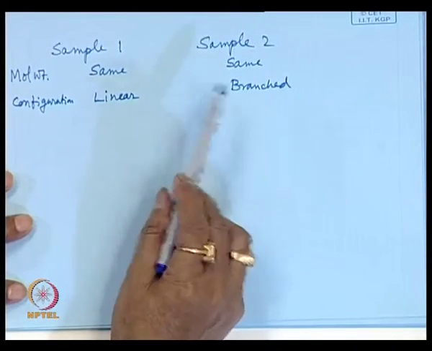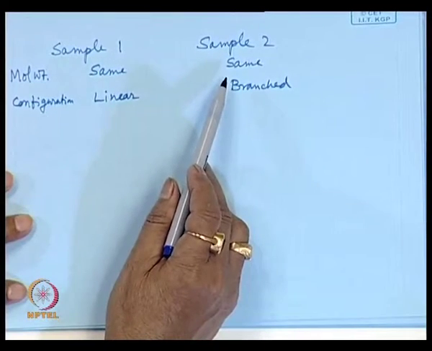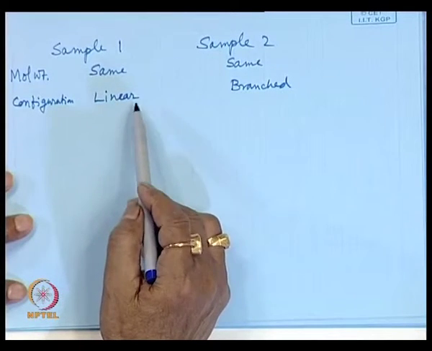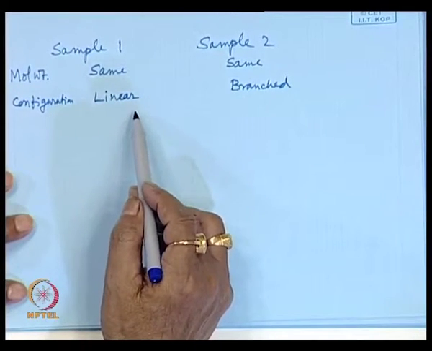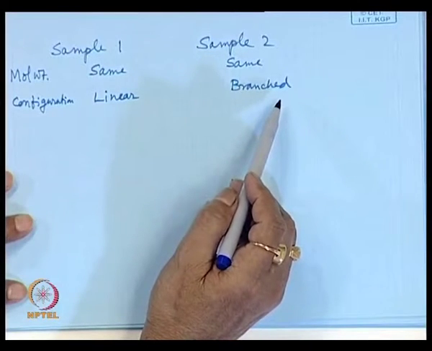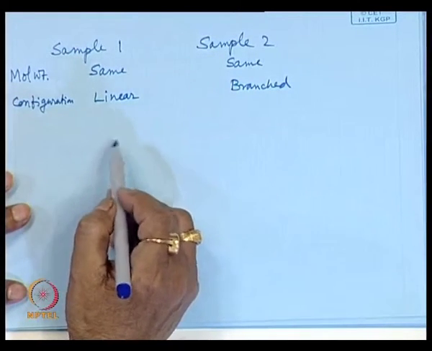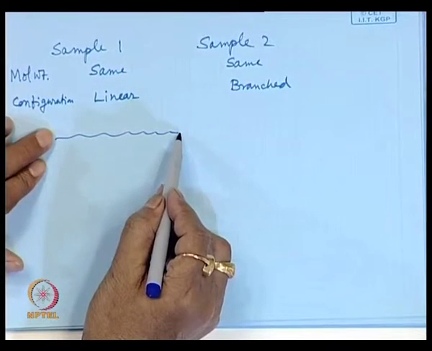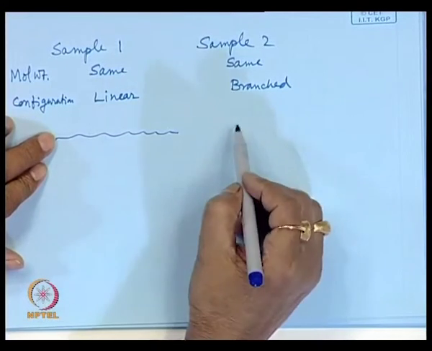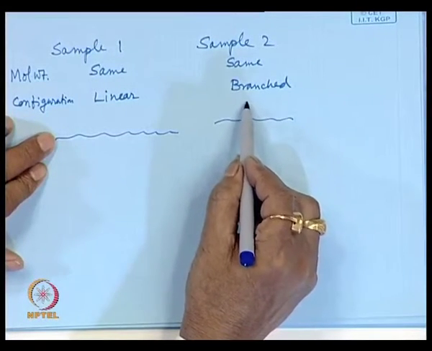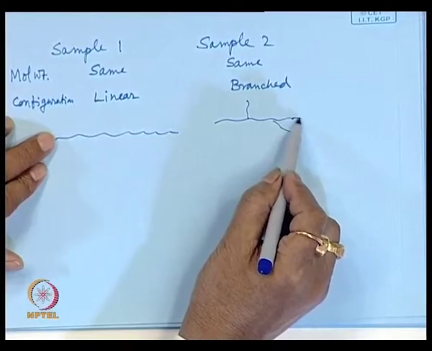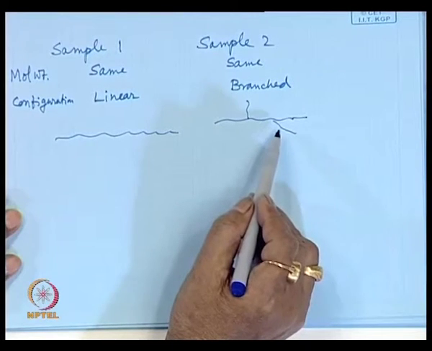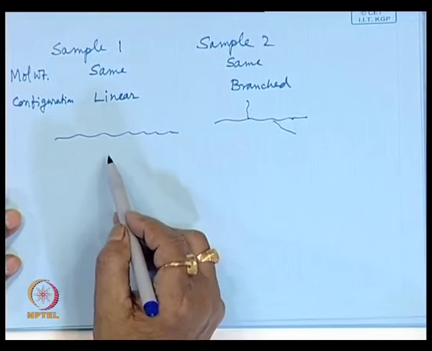Two samples, sample 1 and 2, both have the same molecular weight. Sample 1 contains linear molecules and sample 2 contains branched molecules. Again, if I show you this way, suppose this is the length of the polymer molecule. Now, this length can be shown this way. So, the overall length, overall mass of the polymer is the same. This is branched, this is linear.